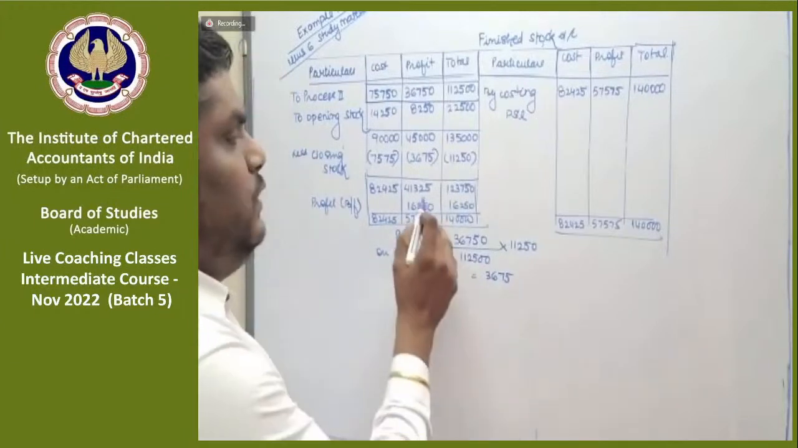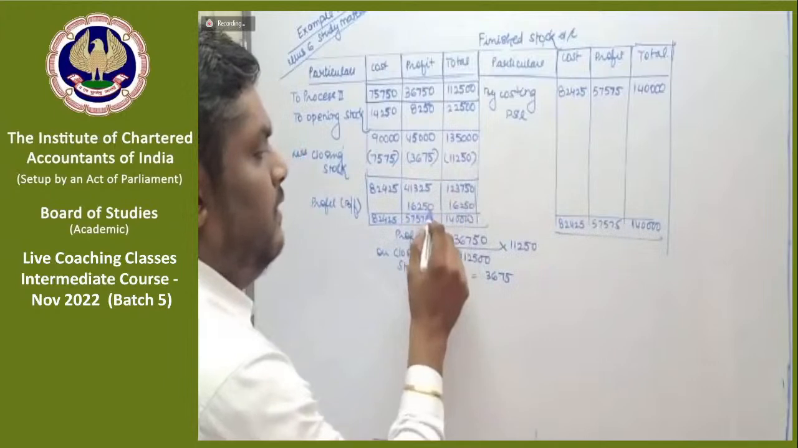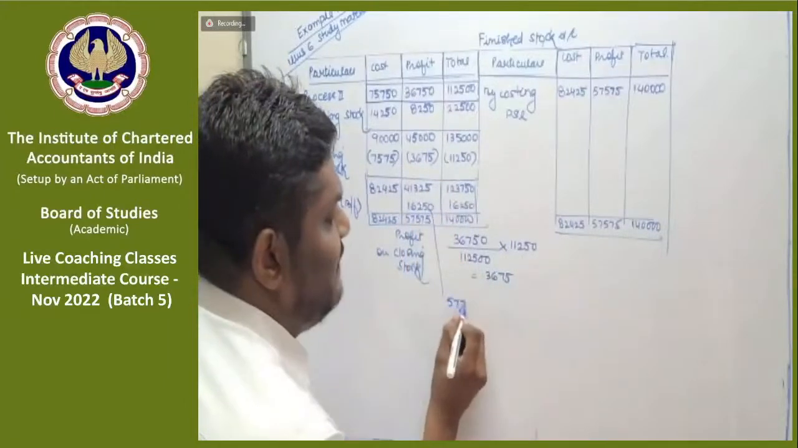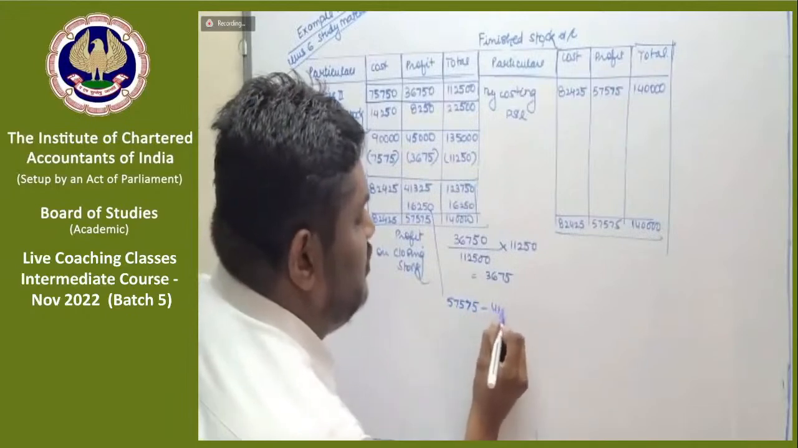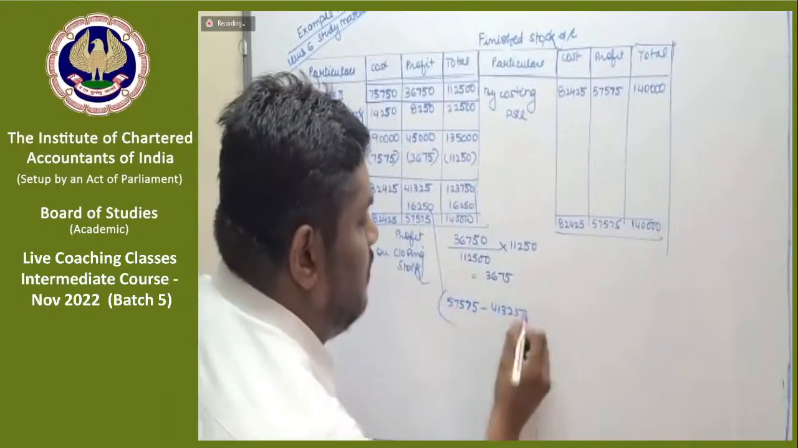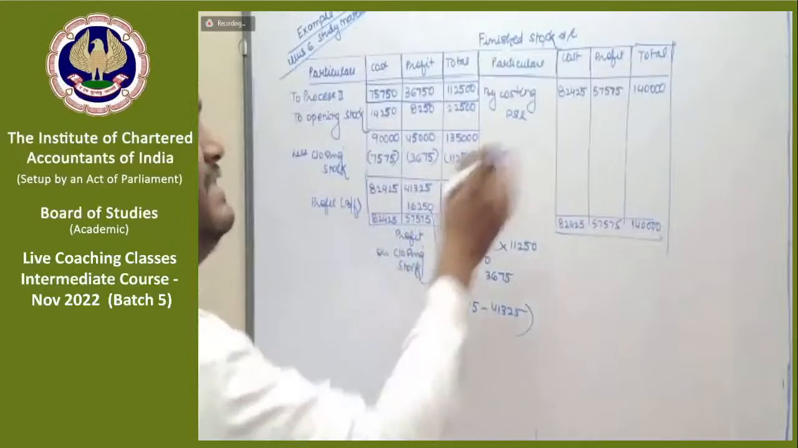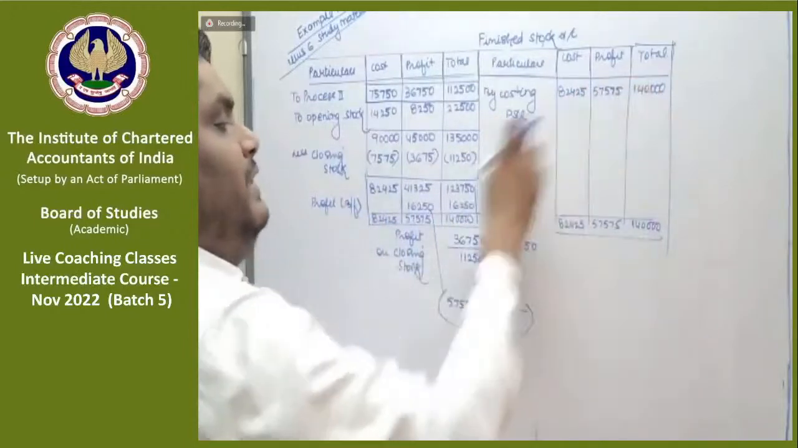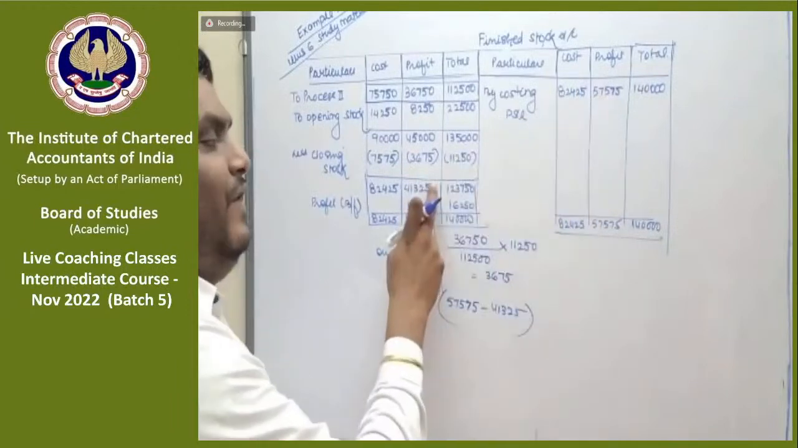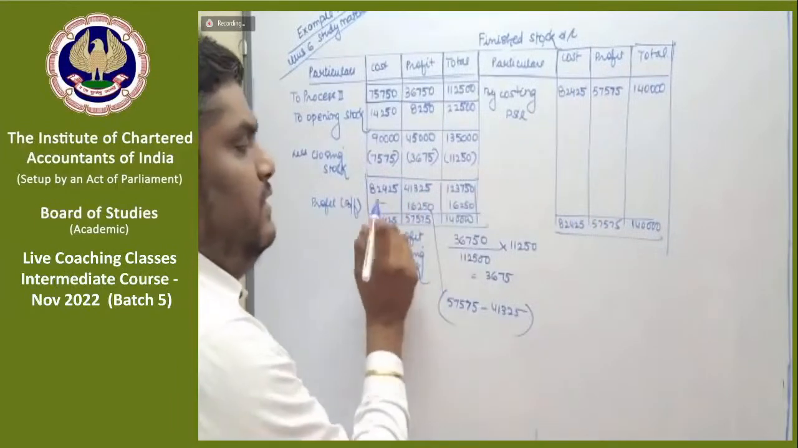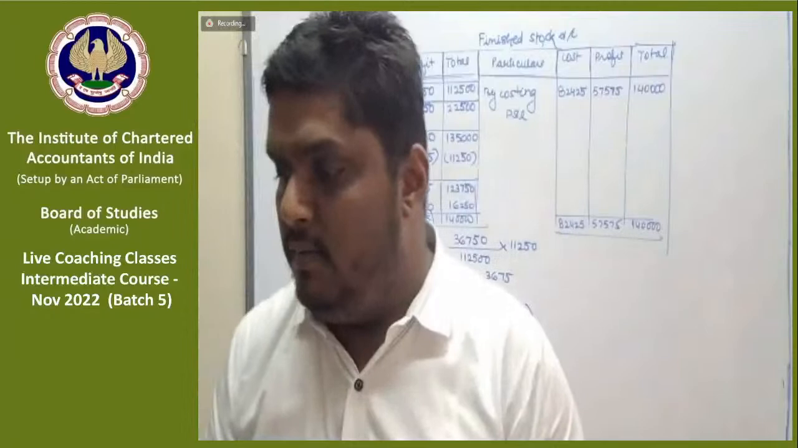The 16,250 is the balancing figure. That is 57,575 minus 41,325. This is the balancing figure. 1,40,000 minus 1,23,750 or 57,575 minus 41,325. So this is the balancing figure.